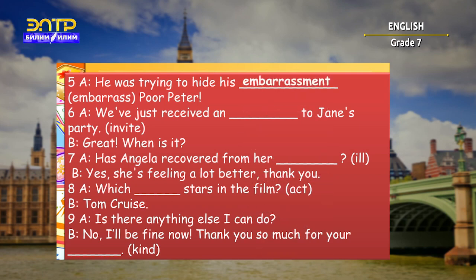He was trying to hide his embarrassment. Poor Peter. The next one. We've just received an invitation to Jane's party. Great. When is it? And the next one. Has Angela recovered from her illness? Yes. She's feeling a lot better, thank you. And the next one. Which actor stars in the film? Tom Cruise. And the last one. Is there anything else I can do? No, I'll be fine now. Thank you so much for your kindness.